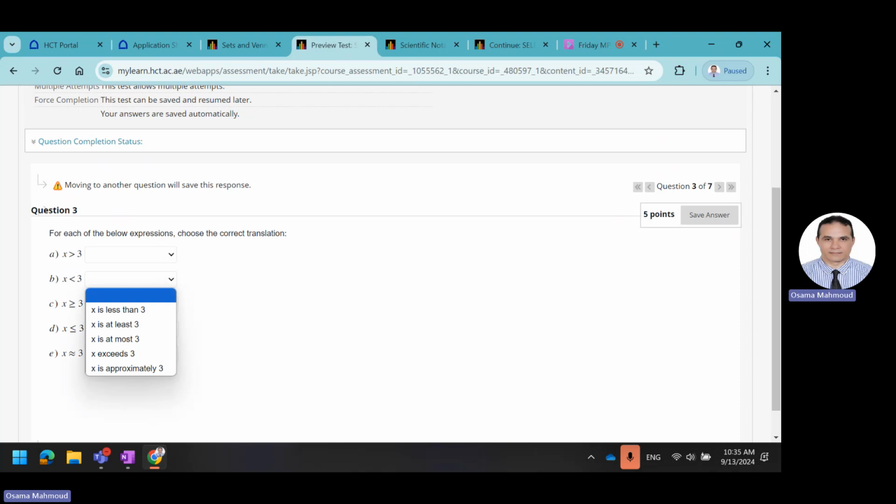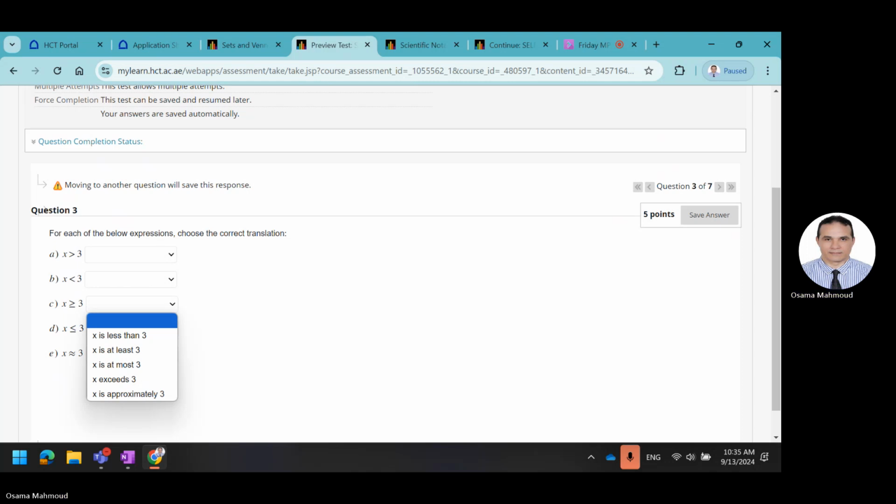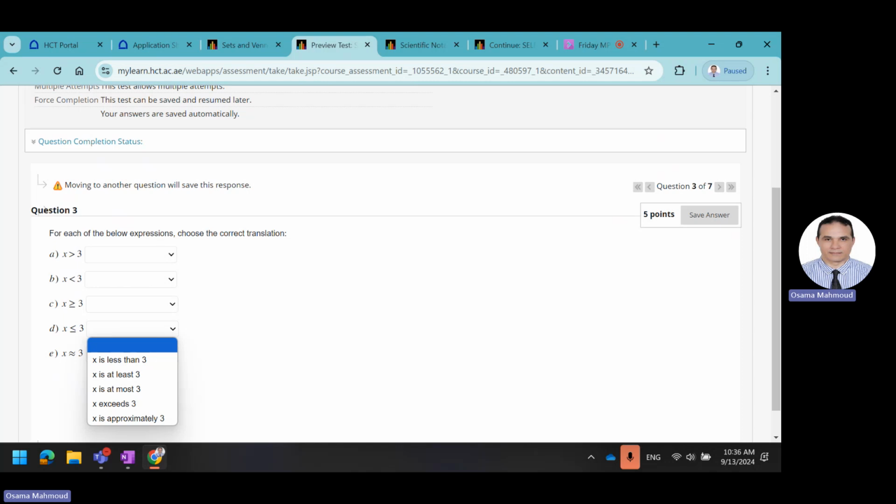X less than, yes, you can say "X is less than." It's very clear. Here, X greater than or equal to 3, you can say "at least." So greater than or equal is "at least," and less than or equal is "at most," right? You have to know this expression.